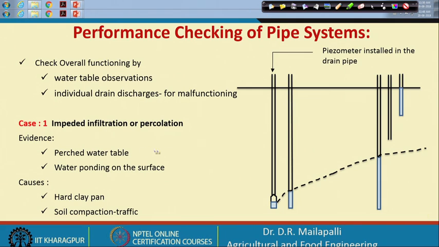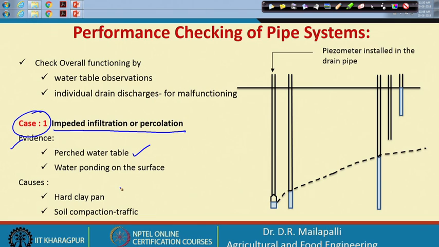Now, how do we observe whether the system is working or not? There are 4 cases. Case number 1, for example, is impeded infiltration or percolation. The infiltration water is not infiltrating down or percolating inside the soil profile. In that case the evidence could be a perched water table, which means there is a formation of a local water table.